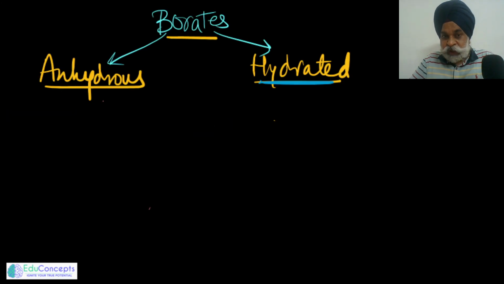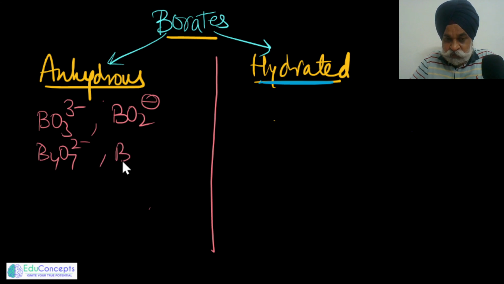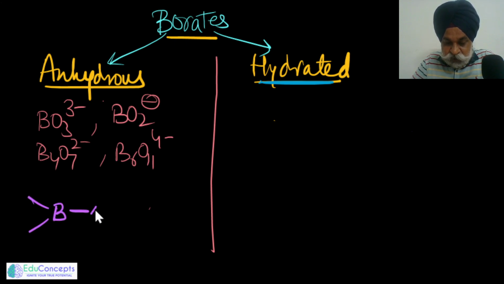When I talk of borates, there are two ways of classifying them. Borates can be available in nature in two forms. One is the anhydrous form. In anhydrous form, I'm simply saying orthoborate or metaborate, or B4O7 2 negative, or B6O11 4 negative. When they are present in anhydrous form, most of the time, this is an important tip to remember, the boron is joined to the oxygen, because in these cases it can become polymeric.